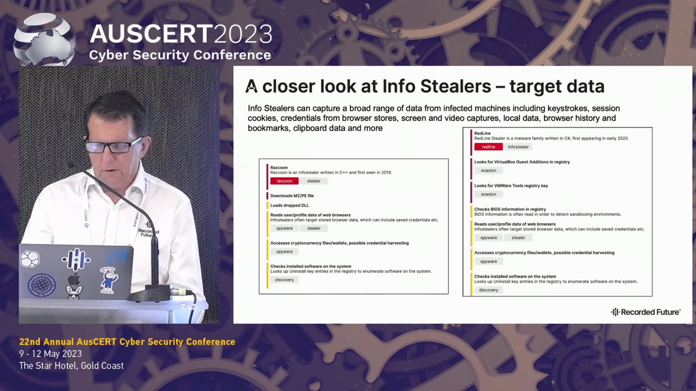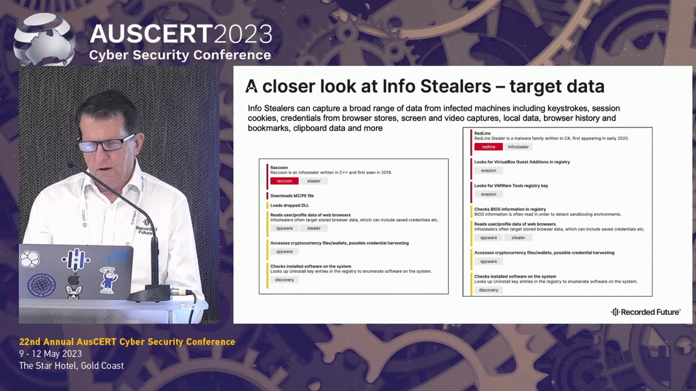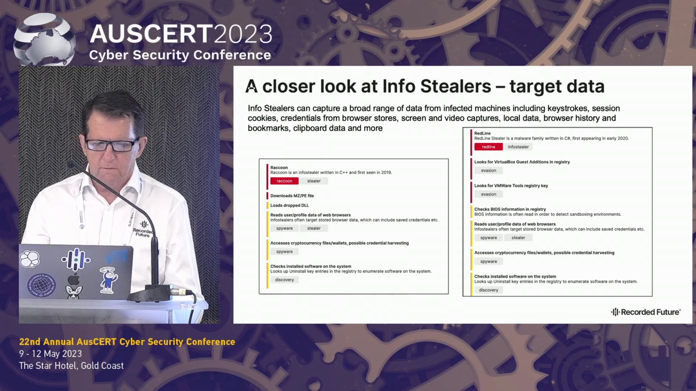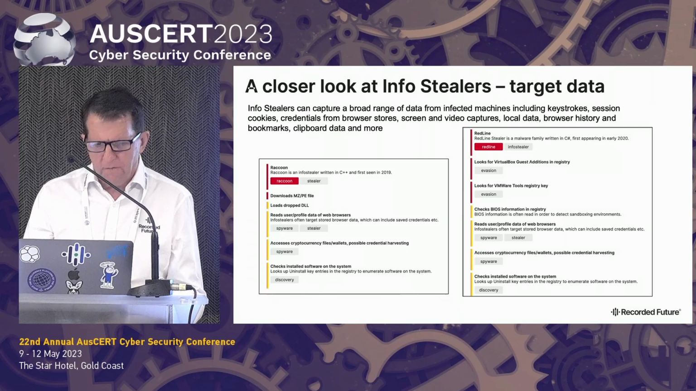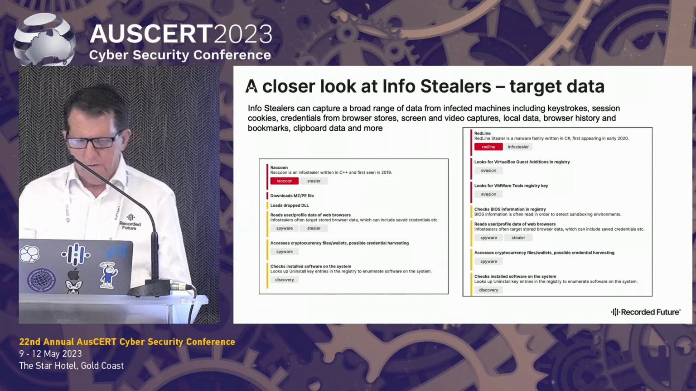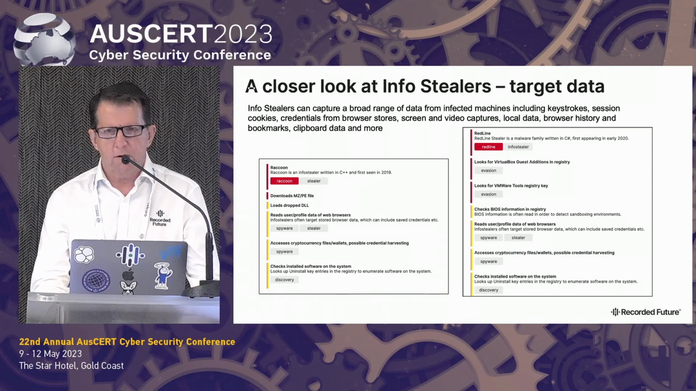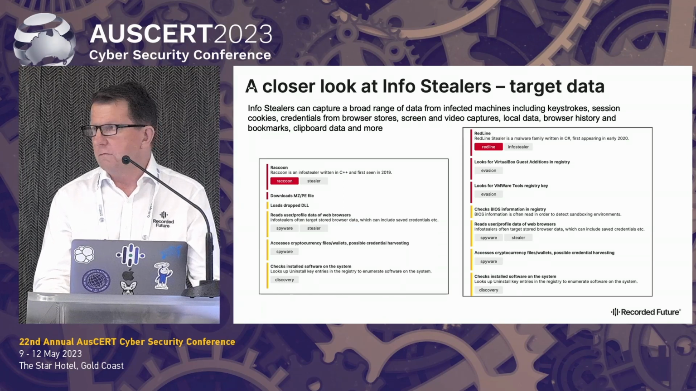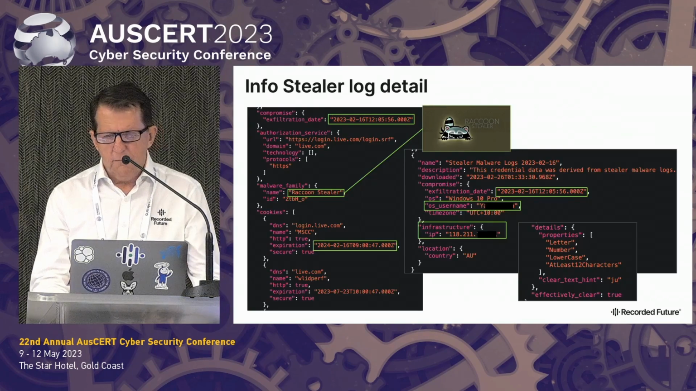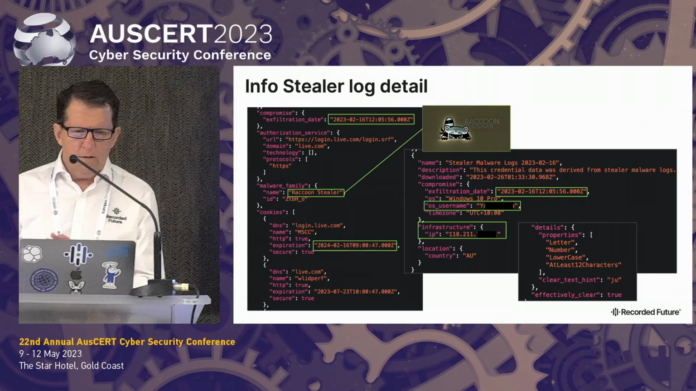These samples are from a couple of sandbox detonations of Raccoon Stealer and Redline Stealer. And you can just see some of the behavioural analysis that the stealers are exhibiting. But they're typically looking for all the user profile data in the browsers. They're scraping crypto wallets. They're looking at anything that's PII related that might be useful to a threat actor.